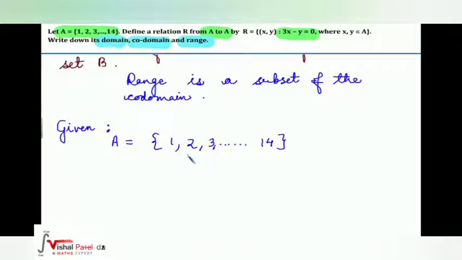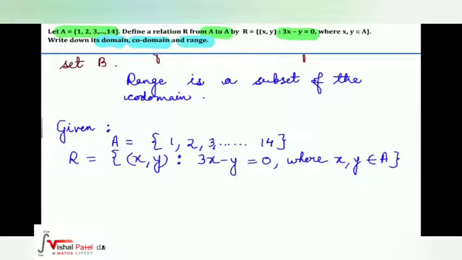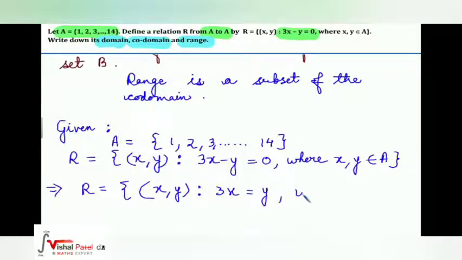So here, in this question, given A is equal to 1, 2, 3, 4 up to 14. R is equal to (x, y), where 3x minus y is equal to 0, where x, y belong to A. x and y are both from A. So we can also write the relation R, where 3x minus y is equal to 0. So 3x is equal to y, where x, y belong to A.